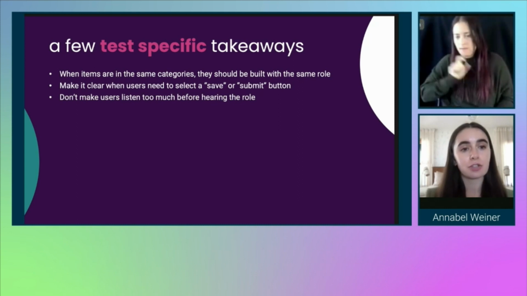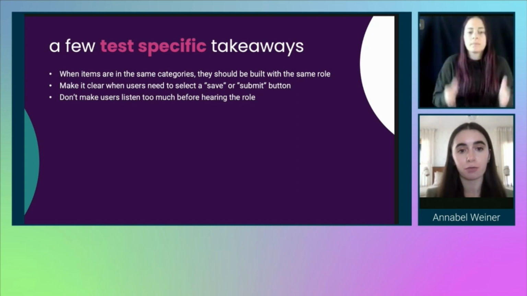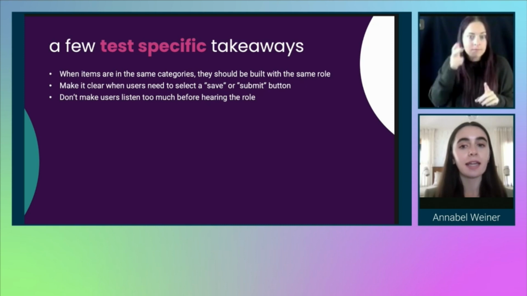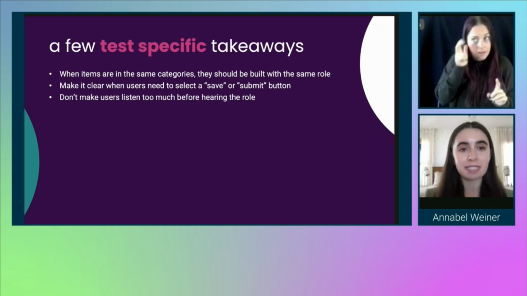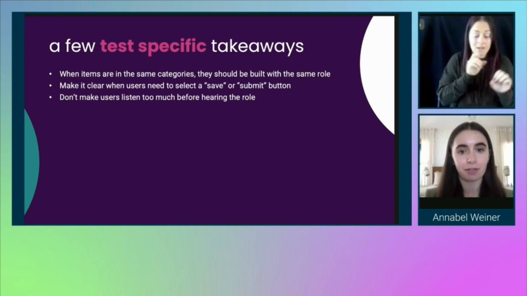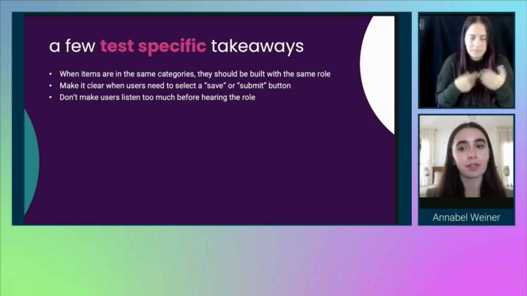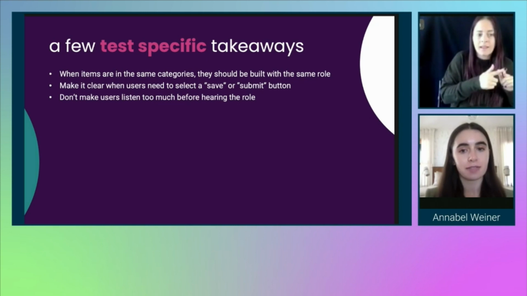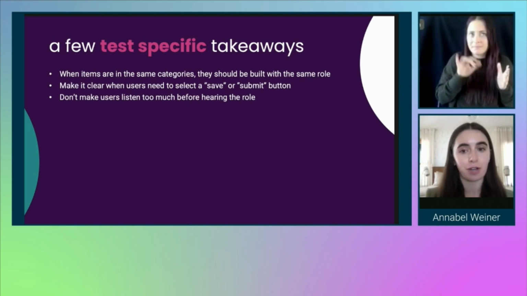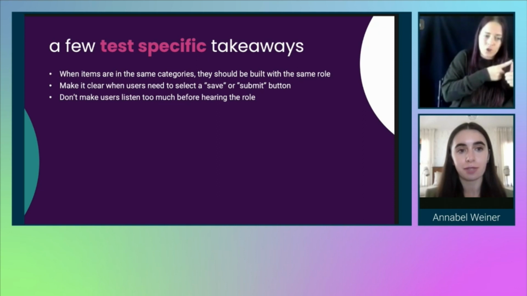The next point is don't make users listen too much before hearing the role of a component. We had a checkbox with a really lengthy label, so participants had to listen a long time before hearing that it was a checkbox. This means they were listening to the content for a long time before understanding how they could interact with this part of the site. If we had a shorter label so that they could hear the label and that it was a checkbox sooner, and then built the rest of the text using hint text or aria-describedby, the rest of the text would read after the label and role of the element, so they could hear how they could interact with it sooner.